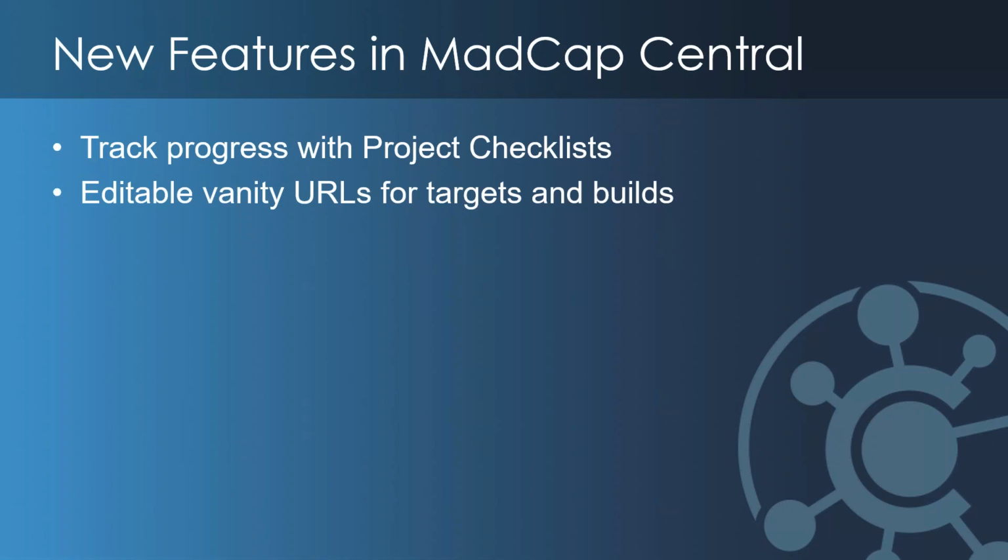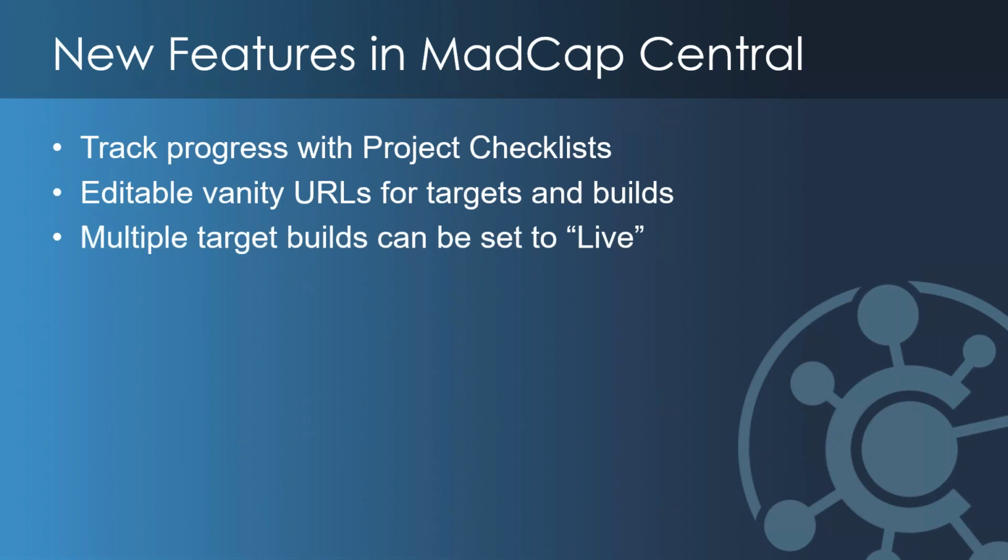We've got editable vanity URLs for targets and builds. Before, we could only change a small portion of that vanity URL. So if you're hosting your output on Central, we have some more choices on how to change or edit that vanity URL. There's still an element of that MadCap Central URL that we need to keep. We're working on giving full editing capabilities, but we have more things we can edit now in that vanity URL. And because we can edit that vanity URL, it allows us to have multiple targets with the ability to be set to live.